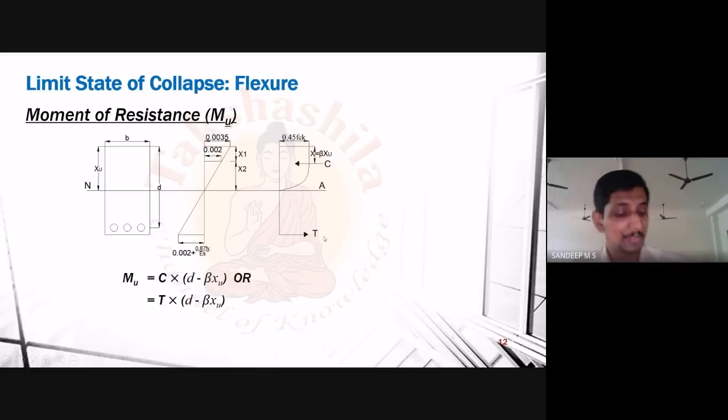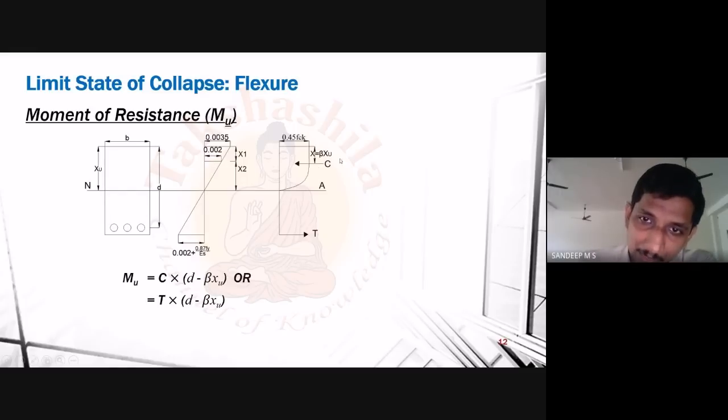As we have seen, to ensure equilibrium we need to satisfy three conditions. That is, sigma H must be equal to 0, sigma V must be equal to 0, as well as sigma M must be equal to 0. So for ensuring that, the total horizontal force, that is sigma H, must be equal to 0. Therefore, the only possibility is that the magnitude of C must be equal to the magnitude of T. So please keep that in mind, and please understand these relations also. That is, moment of resistance is equal to any of these forces multiplied by the lever arm, and in this case, lever arm is D minus beta times XU, as we have seen from this figure.